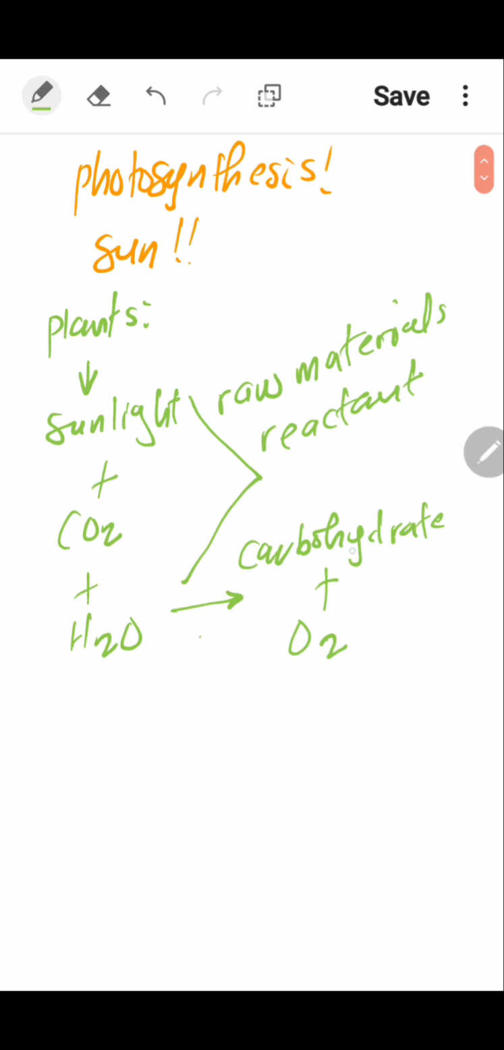Now, carbohydrates are a major source of energy for living things, including human beings. And it also provides food for living species. And of course, oxygen is a gas that organisms, including human beings, breathe in. And this gas comes directly from plants.